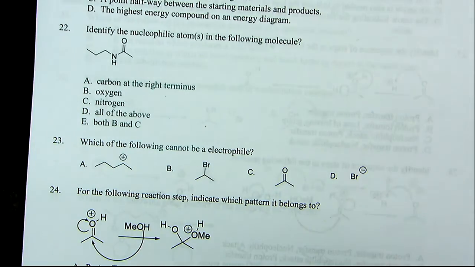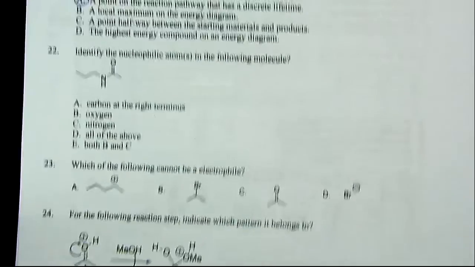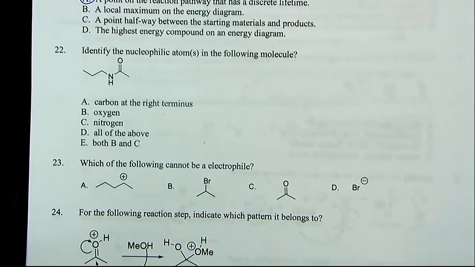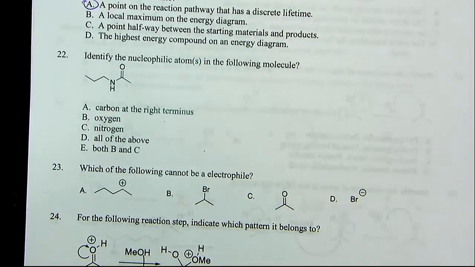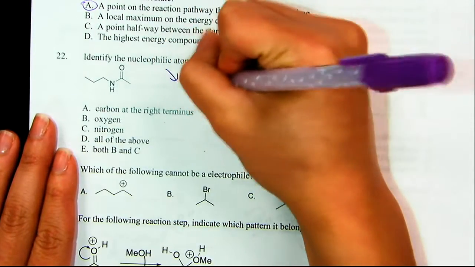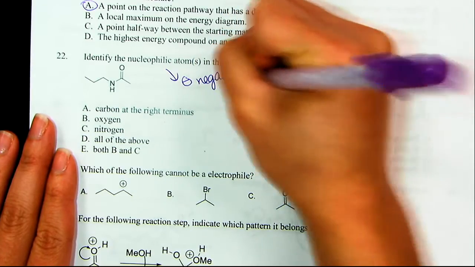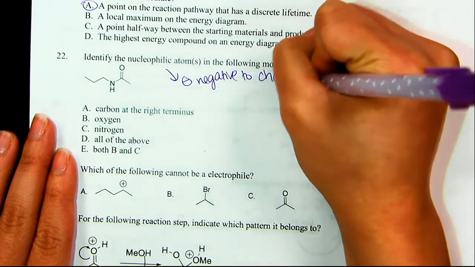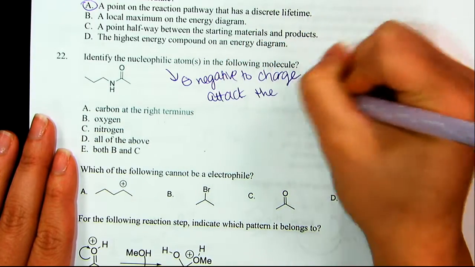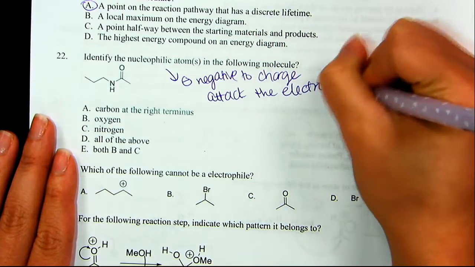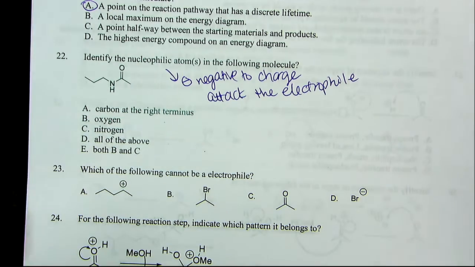All right. What am I on? Number 22. So this is again exam 2, number 22. Identifying the nucleophilic atom and the electrophilic atom. Nucleophiles want to have that negative charge to attack the center. Some people say they love attacking the nucleus, so they call it nucleophilic.